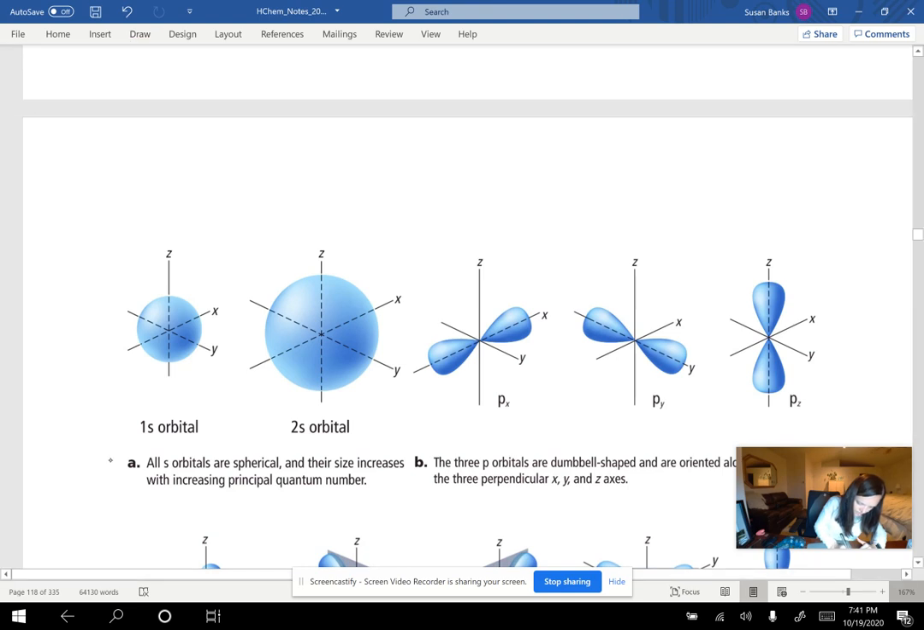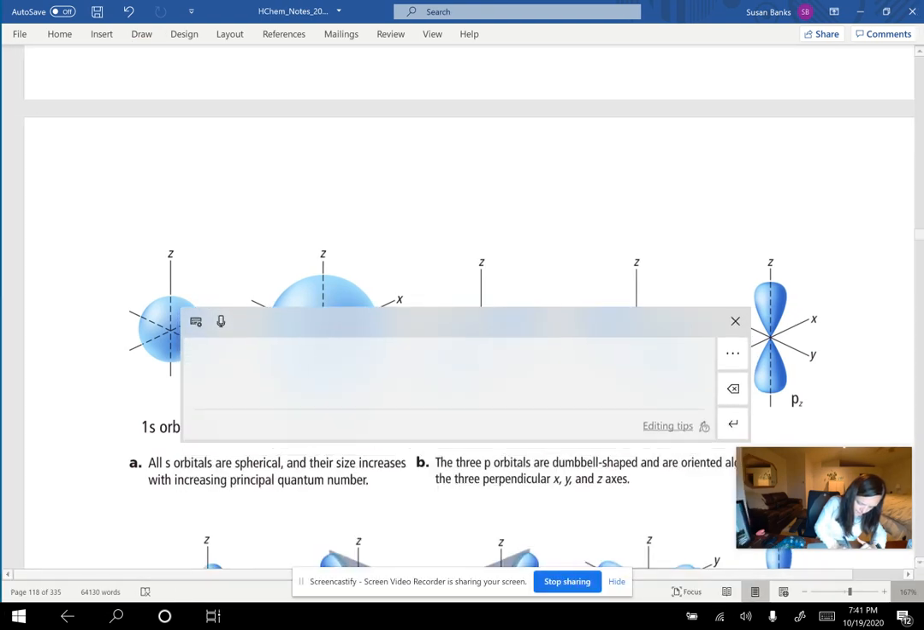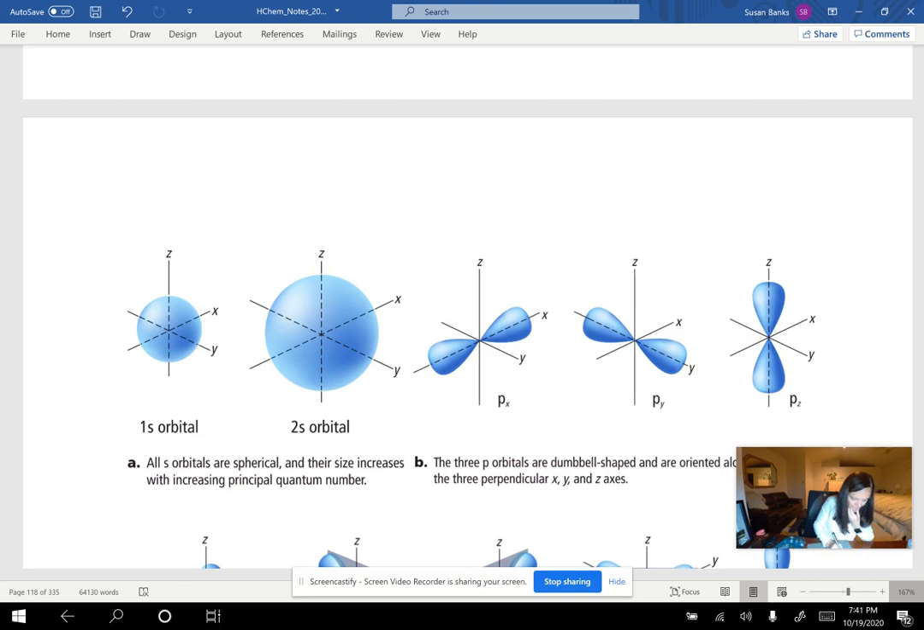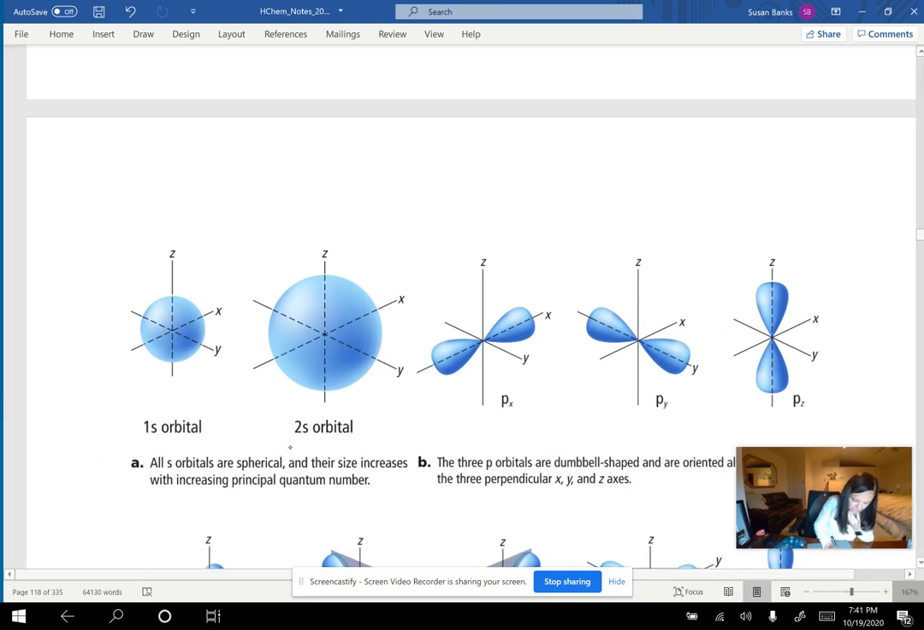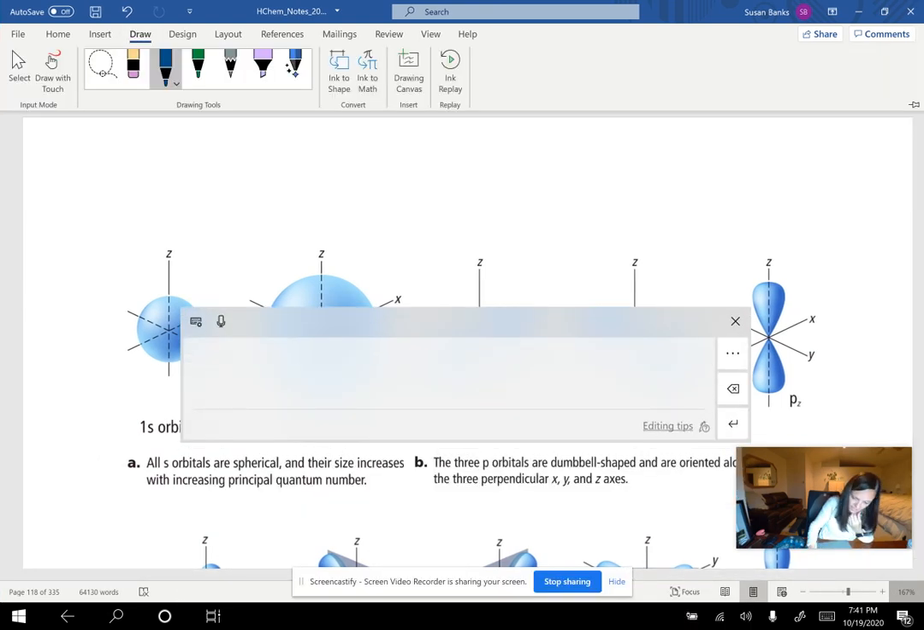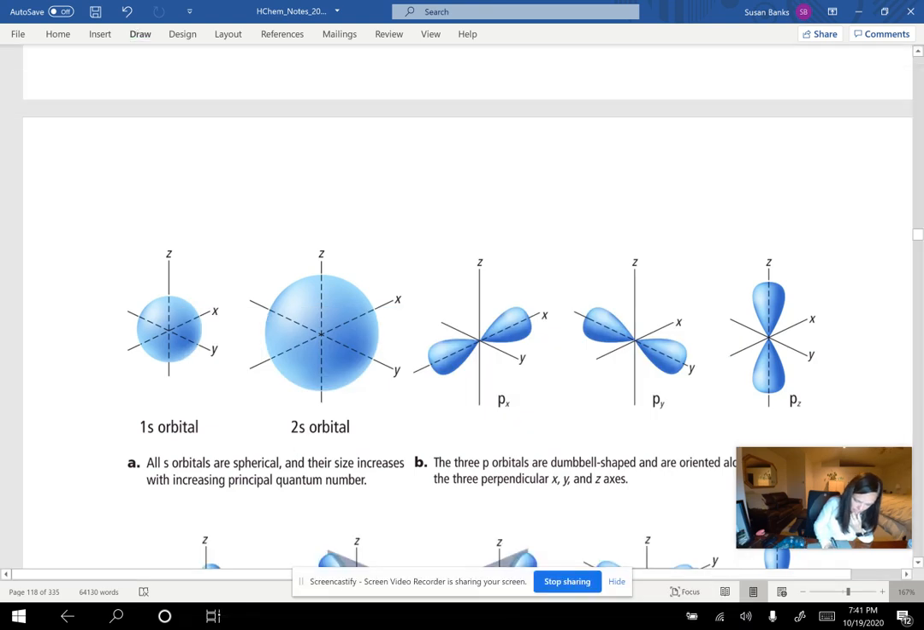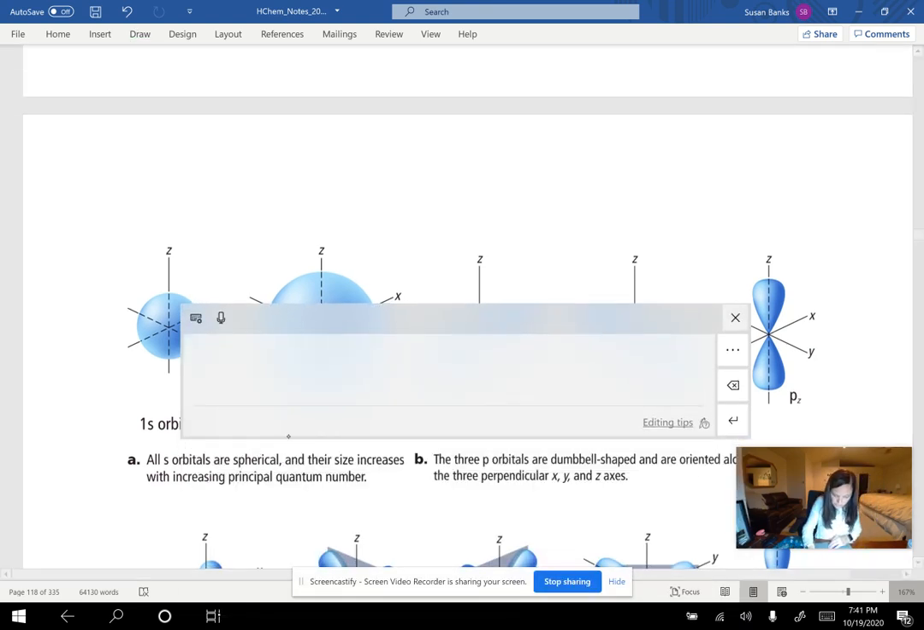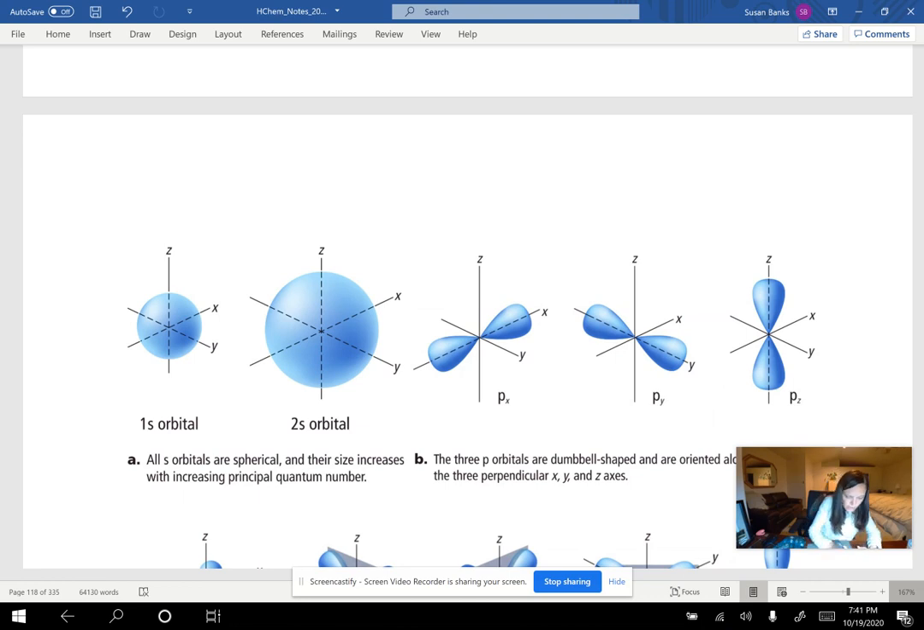This is my first energy level, 1s. And this 2s right here would be my second energy level with the s orbital. Okay, notice every time we put another energy level on it, that orbital is going to get a little bit bigger.